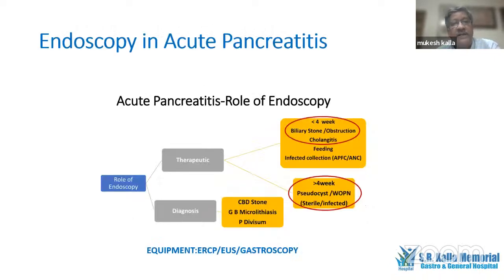Now, when we talk about endoscopy in acute pancreatitis, we can divide it into therapeutic and diagnostic intentions of endoscopy. The diagnostic intentions are usually during the first 4 weeks of treatment. In acute biliary pancreatitis, you can treat that. You can give feeding tubes, place NJs or NGs, and you can drain acute infected collections. But after 4 weeks is when the major role of endoscopy comes in.